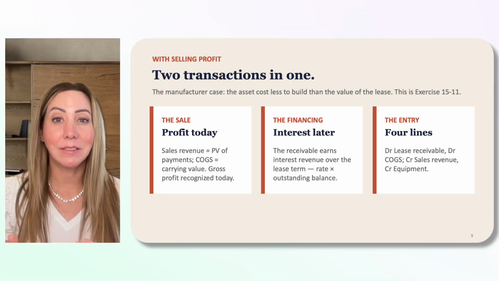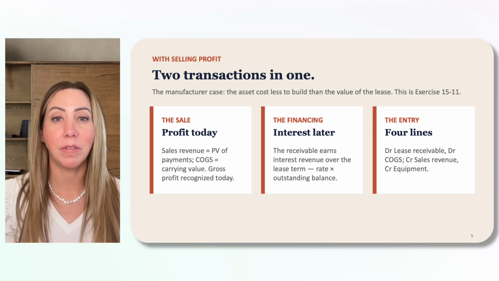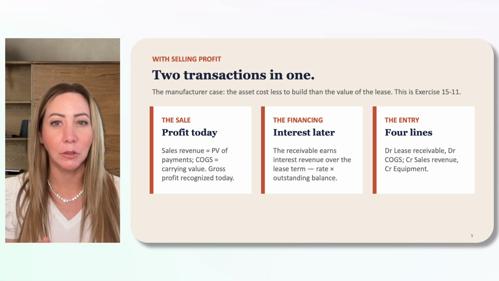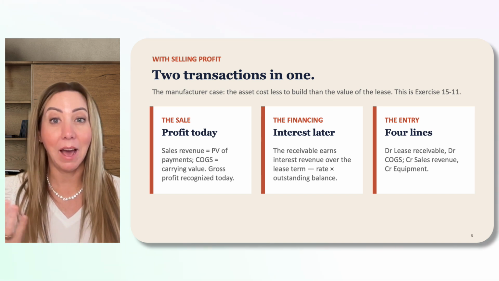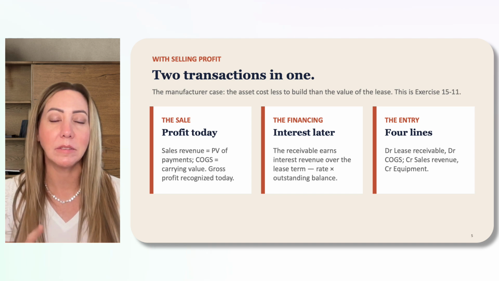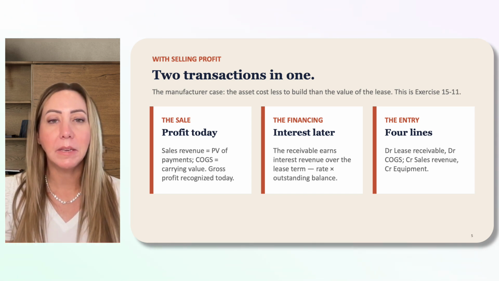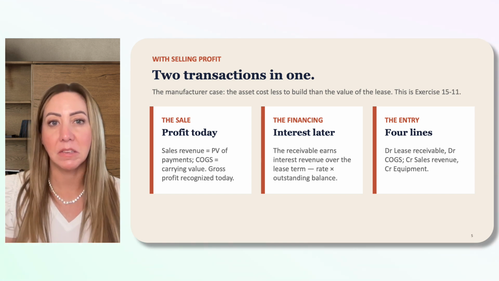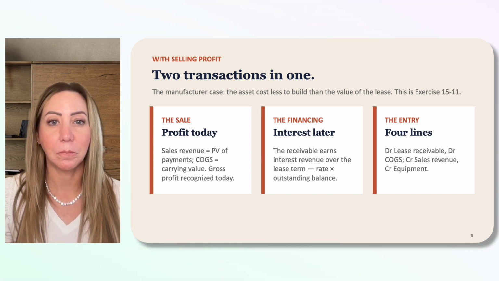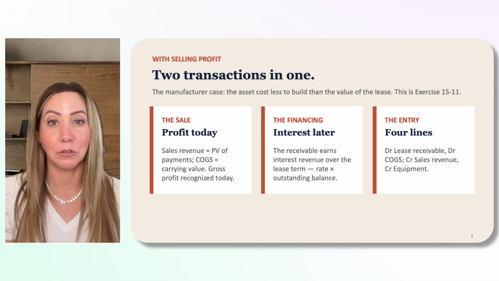In the first case, the lessor was just in it for the interest. Now, the more interesting case, suppose we're the manufacturer of the equipment. It cost us $24,000 to build, but its fair value, the present value of the lease payments, is higher. When we lease it under a sales type lease, we've really done 2 things at once, and the accounting shows both. First, a sale. We record sales revenue equal to the present value of the lease payments, essentially the selling price, and cost of goods sold equal to the asset's carrying value. The difference is our gross profit, recognized right at inception, just like any other sale.